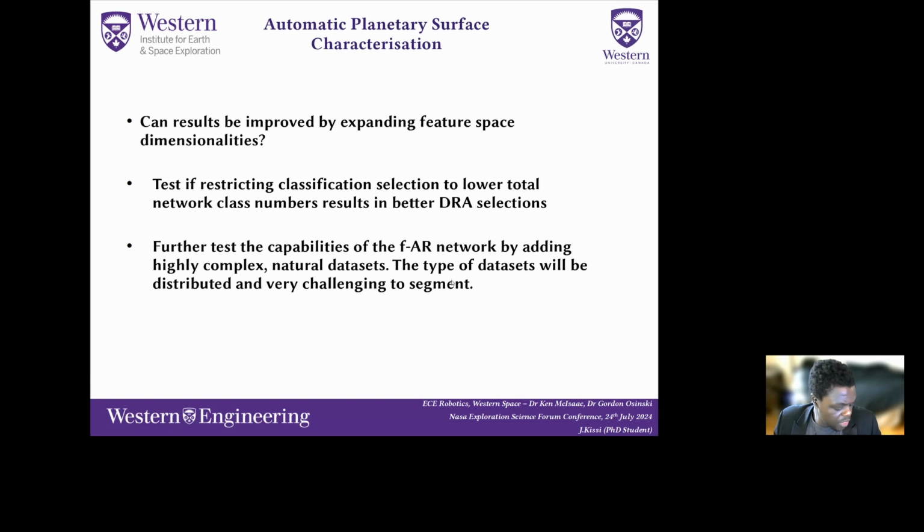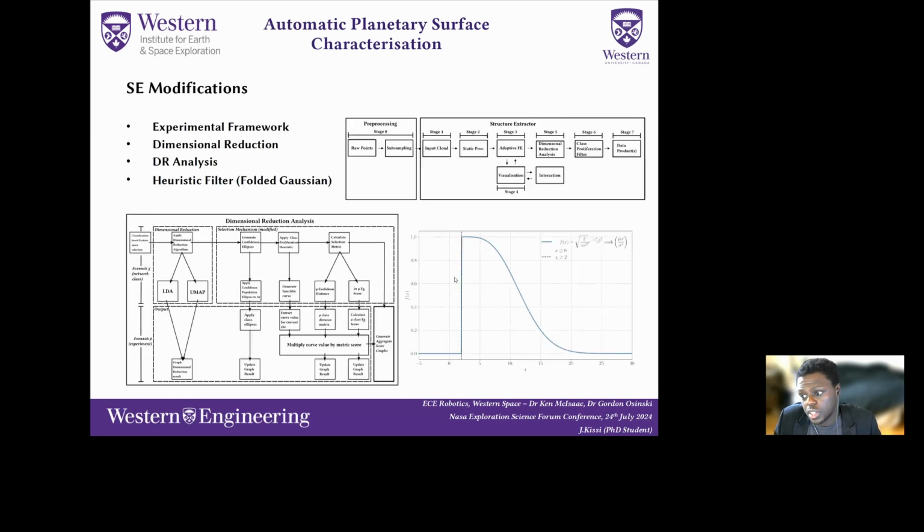Other workers in this area that were attempting to test machine learning algorithms tried between 10 and 30 combinations of dimensions. So we tried that. We wanted to know if we could improve results by only selecting classifications that had fewer than 10 classes generated by the neural network. And then we wanted to add very large, high definition point cloud data sets with complex terrain to see how well the network could classify those.